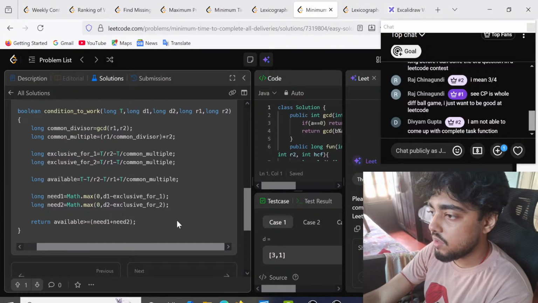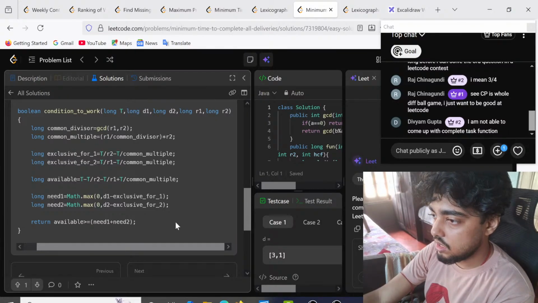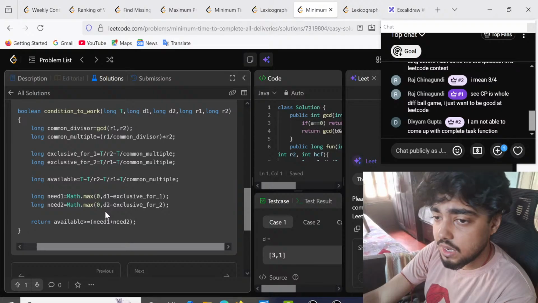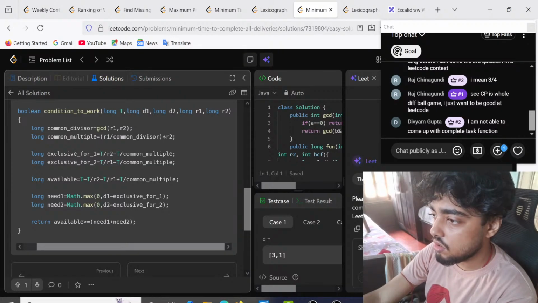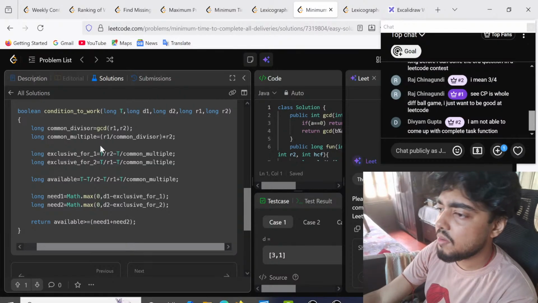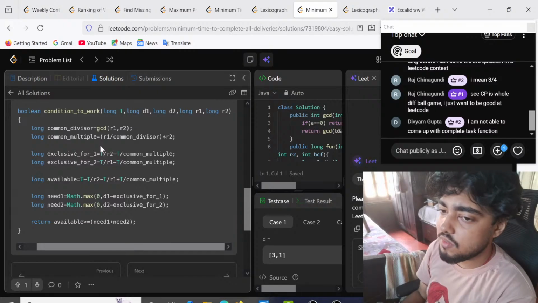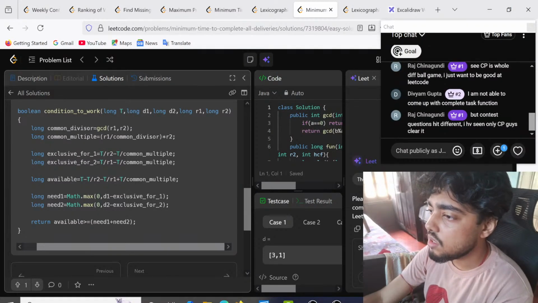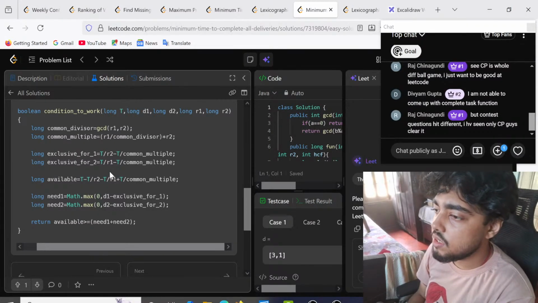I'm not able to come up with the complete task. Acha, condition to work. I'm not able to come up with the complete task. I think yeah, you're talking about quantity is different. I have seen only CP guys clear it.